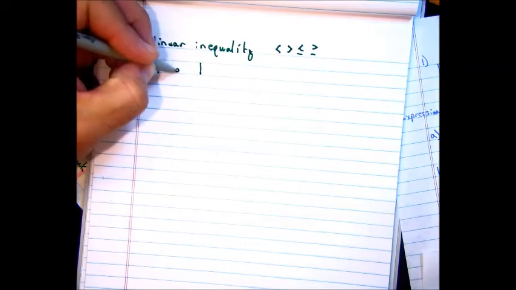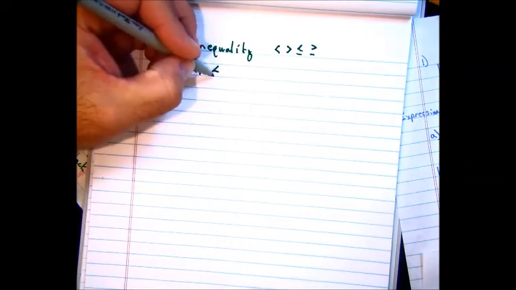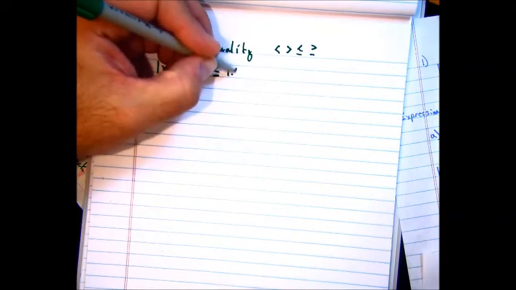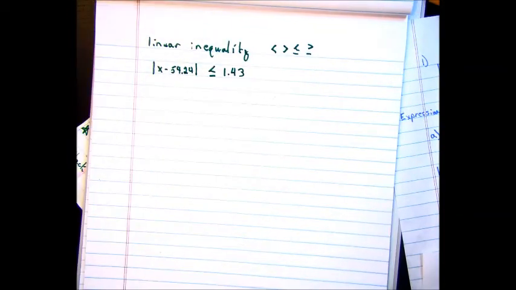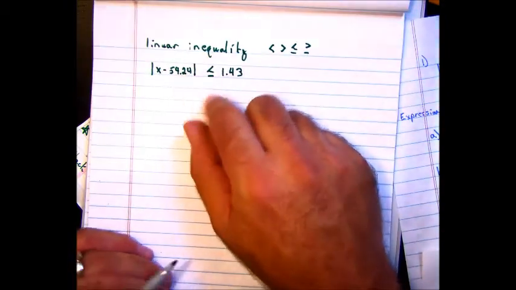So let's look at a linear inequality problem. x minus 54.24, and I'm going to say is less than or equal to 1.43. So now I've had a linear inequality problem.